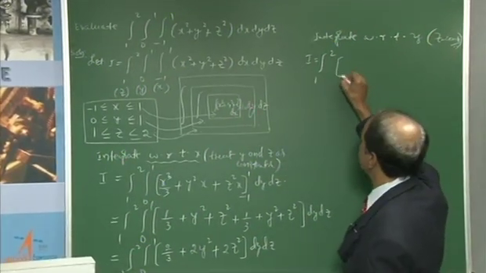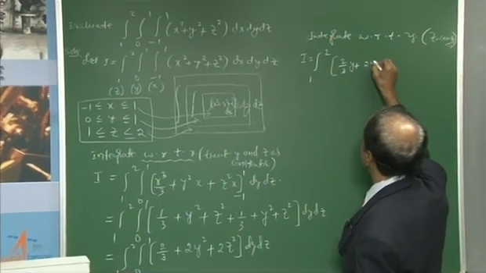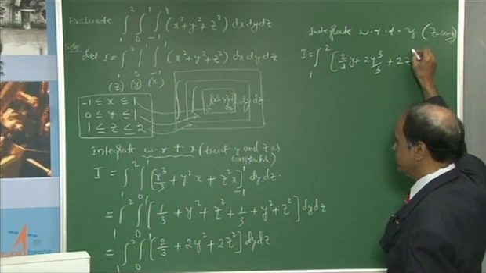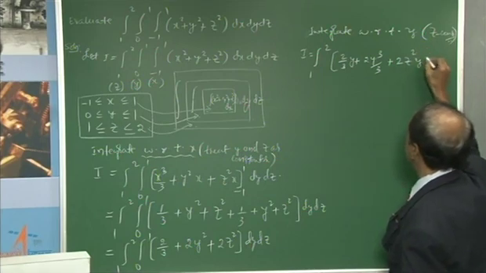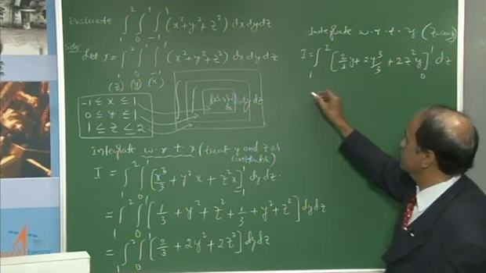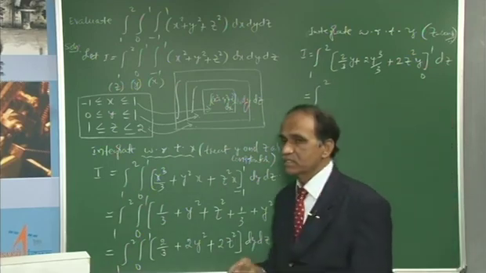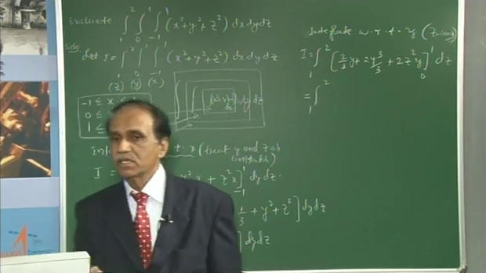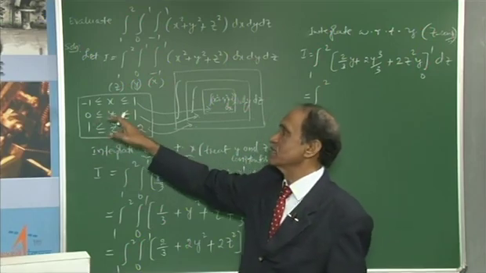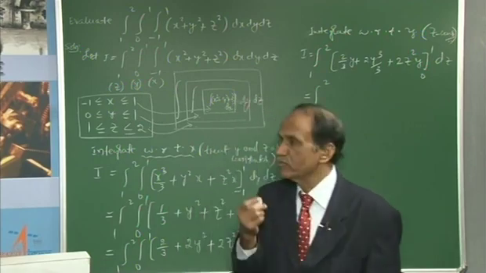Therefore, this should be 2/3 y plus 2 times y cubed by 3 plus 2 times z squared into y, between 0 to 1, dz. This is equal to the integral from 1 to 2. You have to replace that y by applying the limits given for the middle integral. Middle integral means 0 ≤ y ≤ 1. That means y equals 0 and y equals 1.